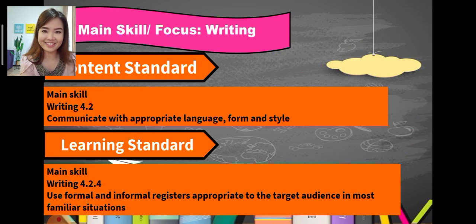Now let's get started. Since our focus today is writing, let's take a look at our content standard. The main skill for our content standard would be Writing 4.2, communicate with appropriate language, form, and style. As for our learning standard, it's Writing 4.2.4, use formal and informal registers, appropriate to the target audience in most familiar situations.